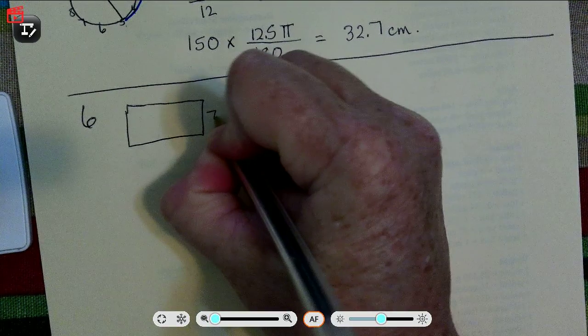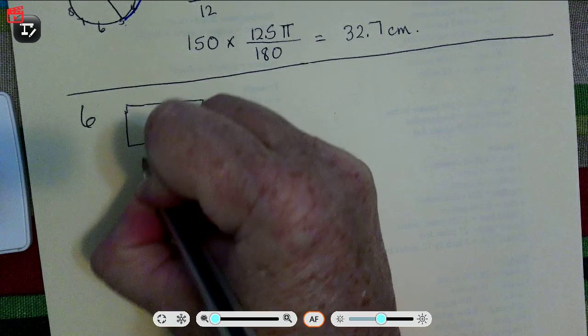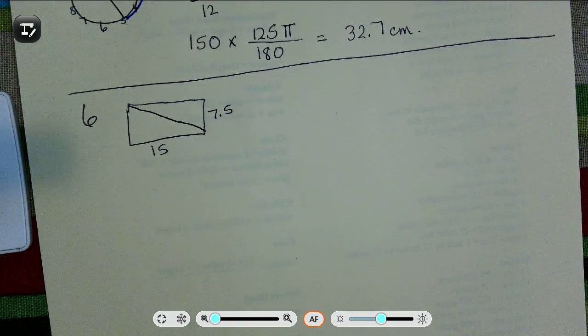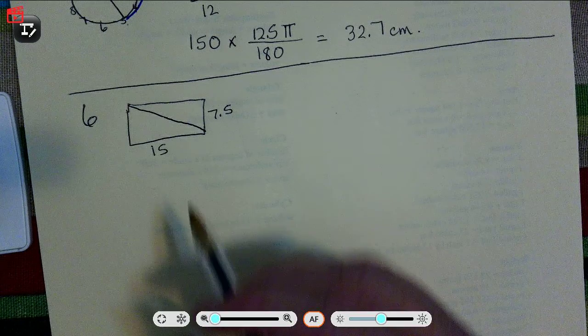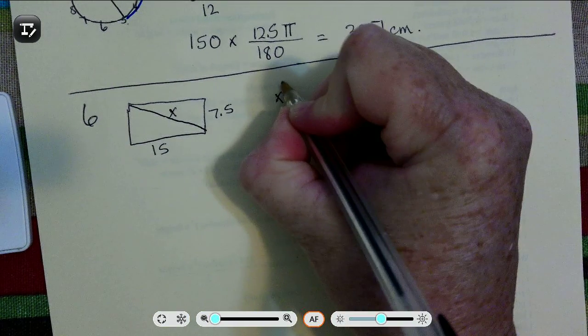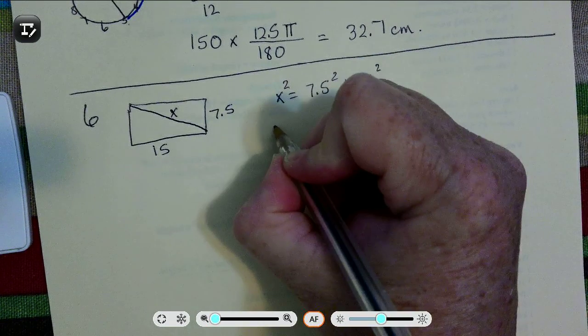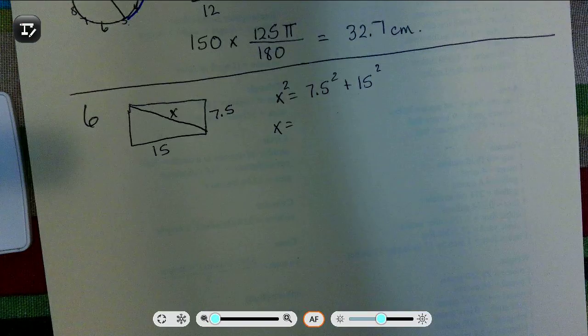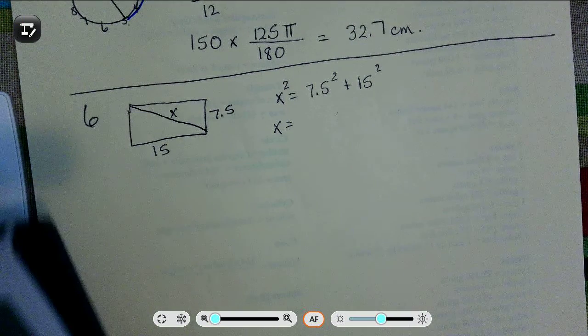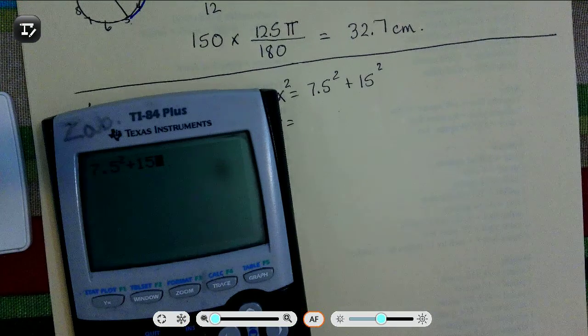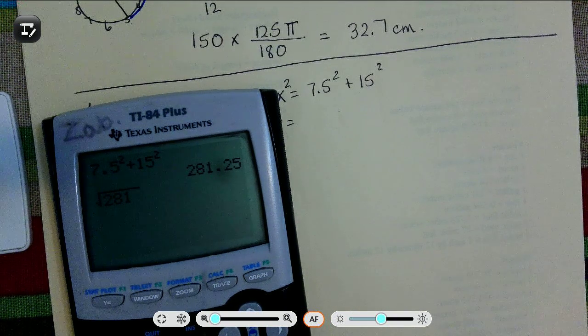So we have a pool, its measurements are 7.5 by 15. We're looking at finding the diagonal of this rectangular pool. And so by doing that, we're going to use the Pythagorean theorem to find this value x. So x squared is equal to 7.5 squared plus 15 squared. And eventually, 7.5 squared plus 15 squared is equal to that. I'm going to take the square root of 281.25, and we get this long decimal here.